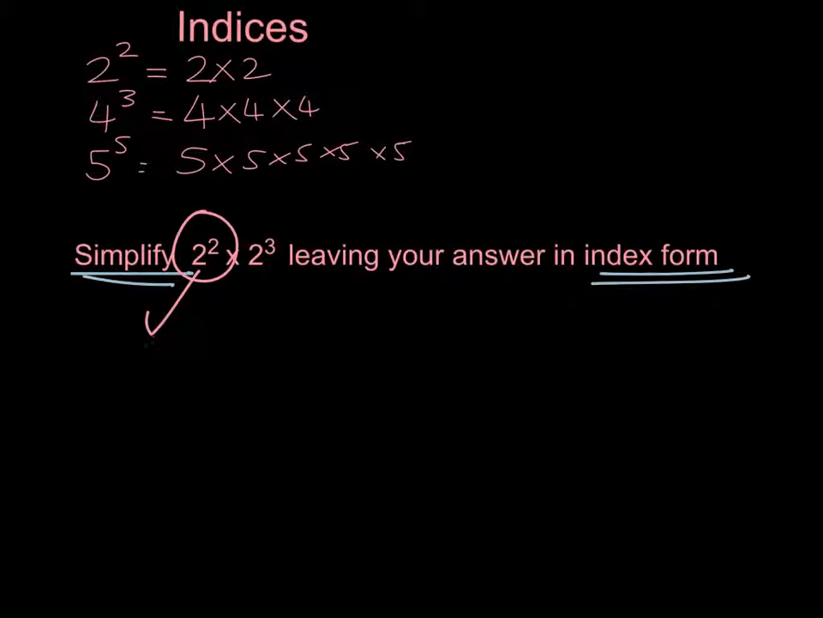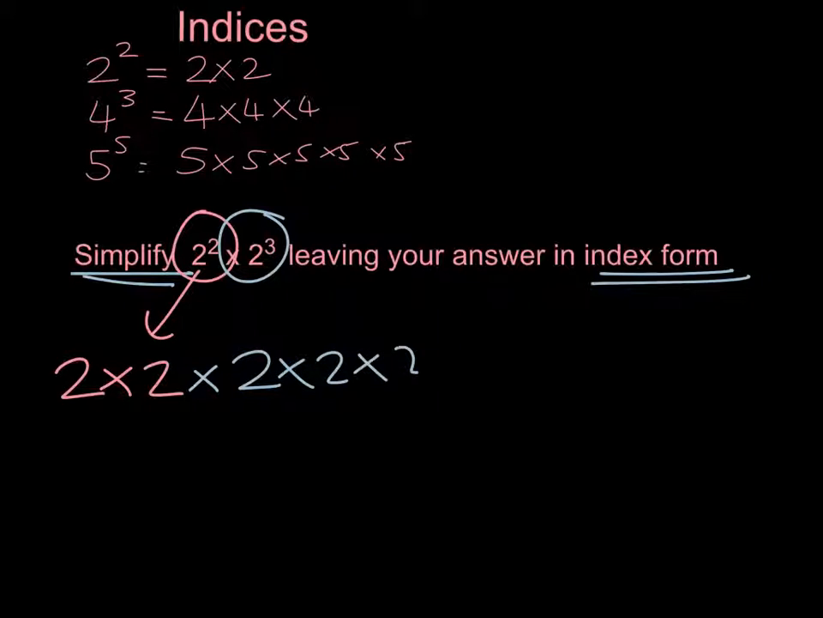So 2 squared is 2 times 2, and then that's being multiplied by 2 to the power of 3, which is 2 times 2 times 2. So we want to see how many times 2 has been multiplied by itself. We've got it once, twice, 3 times, 4 times, 5 times. So it's the same as 2 to the power of 5.